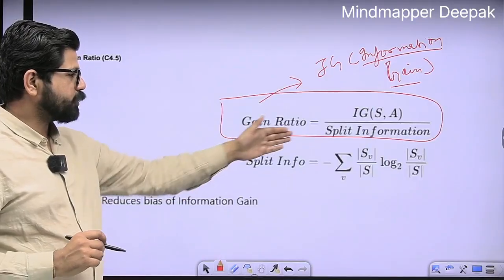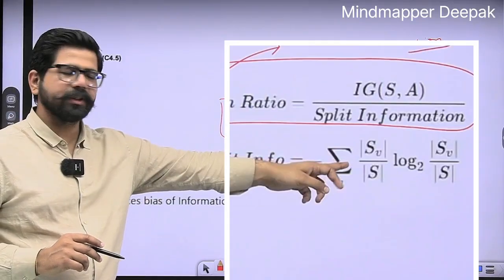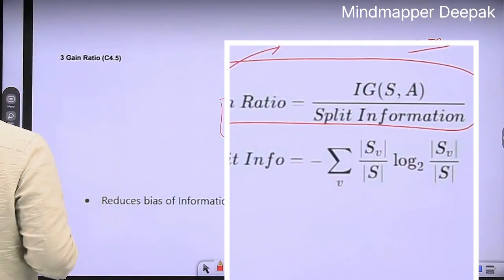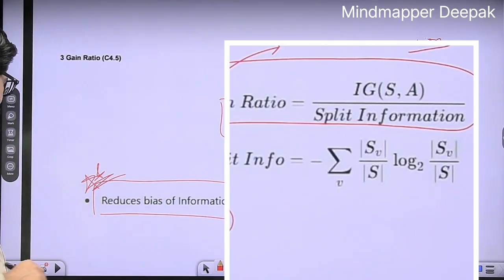Split info has a simple formula with S_V. You already know S, you already know log of S_V over S, the same thing we discussed earlier. It just reduces the bias of information gain.